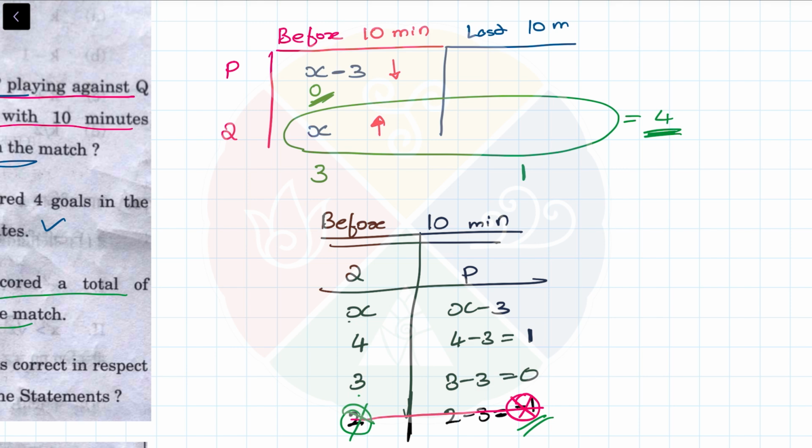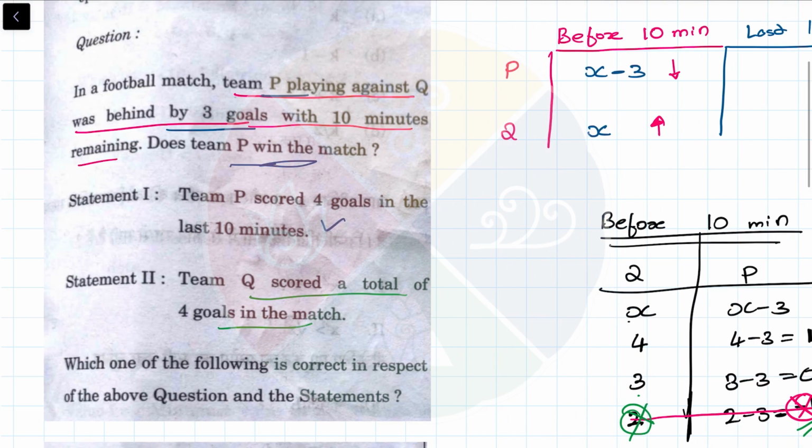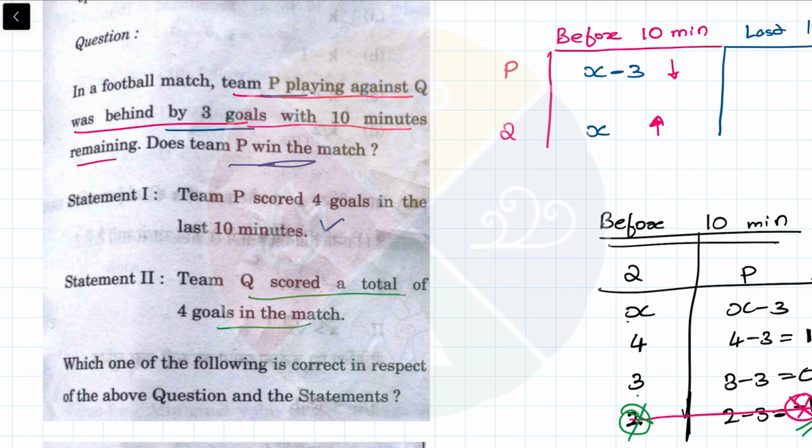What if in the last minute P scores 10 goals? Or what if P doesn't score anything? So anything can be possible. So even by using statement 2 alone, we cannot answer, because it doesn't say much about P in the last 10 minutes. That basically means we have to use both the statements.